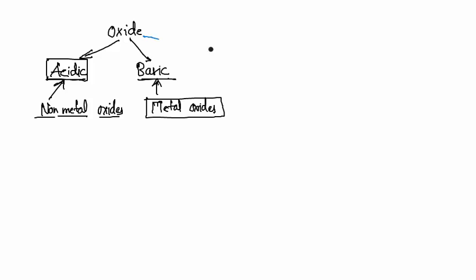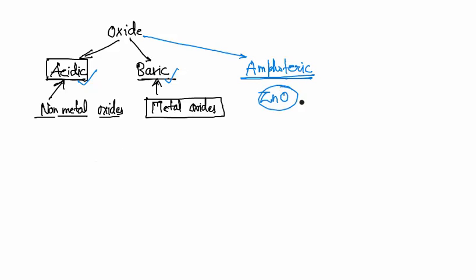One more type is the amphoteric oxide. These oxides show both properties: they are acidic as well as basic in nature. So they react with acid as well as with base. Take the example of ZnO. Why is this an amphoteric oxide? Because it reacts with acid also. ZnO plus HCl forms ZnCl2 and water.